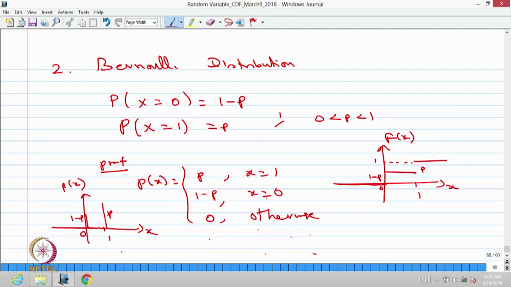It depends on whether p is going to be less than 1 by 2 or greater than 1 by 2. Accordingly, you will have 1 minus p with the shorter height and p taller compared to the mass at the point 0.